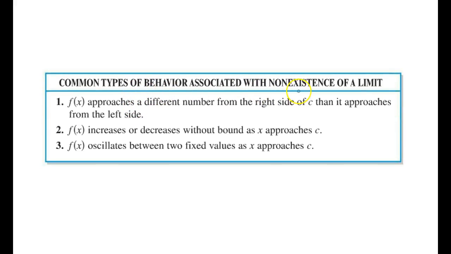Okay, so let's summarize what we've learned here. Common types of behavior associated with non-existence of a limit. If it approaches a different number from the right side of c than it approaches from the left side, the limit does not exist. If f of x increases or decreases without bound, in other words, if it goes to infinity or negative infinity, the limit does not exist. And finally, if f of x oscillates up and down, it does not exist.